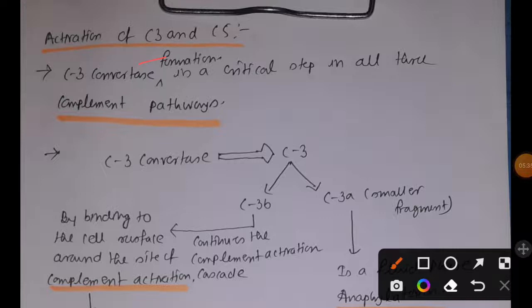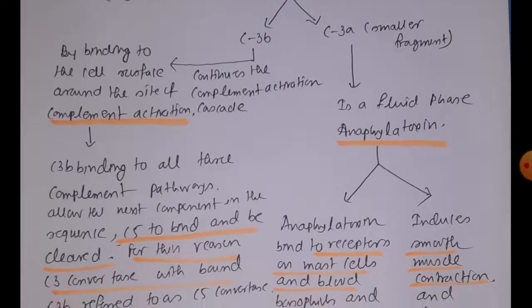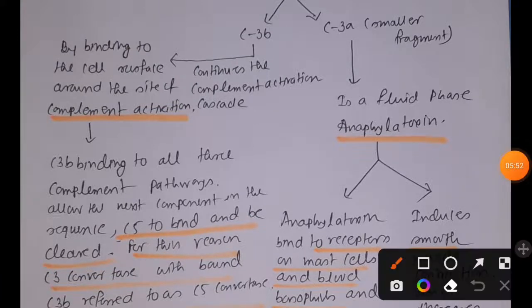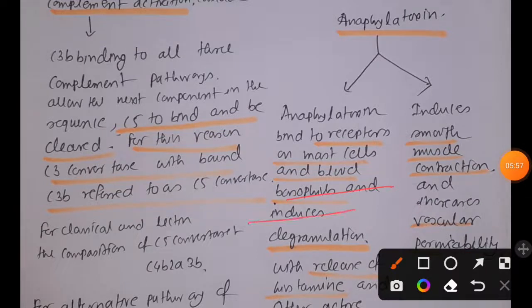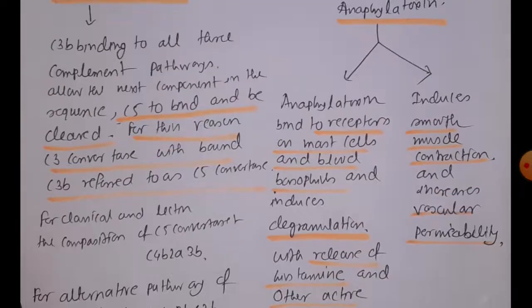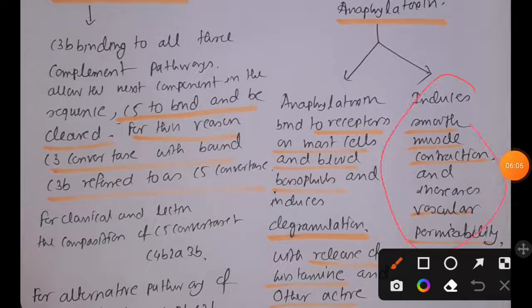For a quick recap, in previous videos we talked about the formation of C3 convertase. This C3 convertase will break C3 into two parts, C3b and C3a. This C3a will play the role of fluid phase anaphylatoxin. Anaphylatoxin will bind with the receptors present on the surface of mast cells and blood basophils and induce degranulation with release of active mediators such as histamine. It also induces smooth muscle contraction and increases vascular permeability.